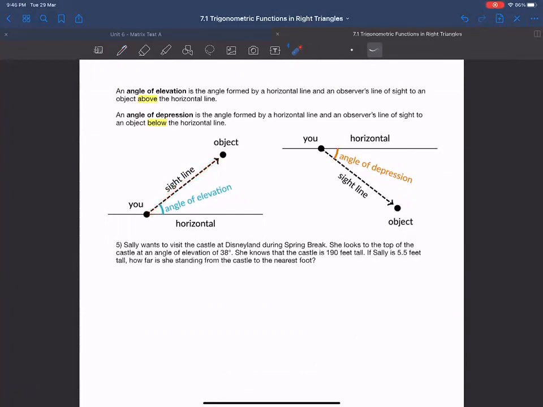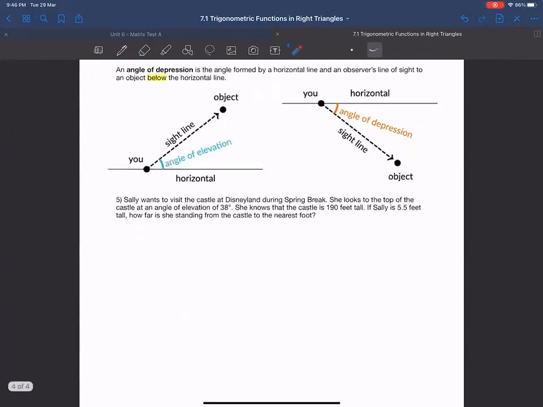So elevate, so if we have a horizontal line and this object above you, an angle of elevation is if we look at that angle, look at that object, and we measure the angle from the horizontal upwards. An angle of depression is a similar idea, except the object is below you, so we're going to look down. So let's look at a question here.